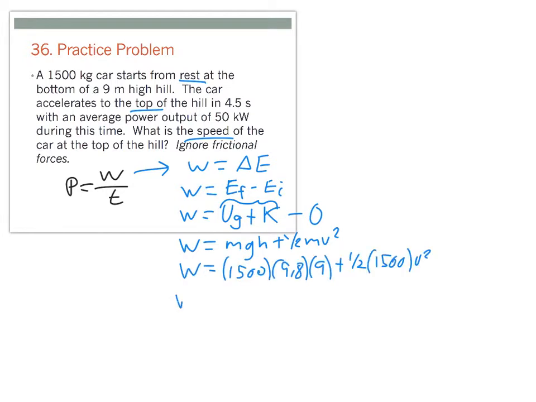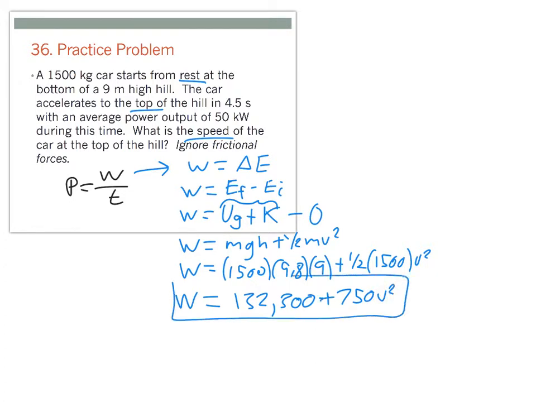So what I end up having here for work is that work is going to be 132,300 plus 750 v squared. So I can now use some other things I know to go ahead and solve for that v. So I know my power output and I know my time. So let's go back here to our power equation.